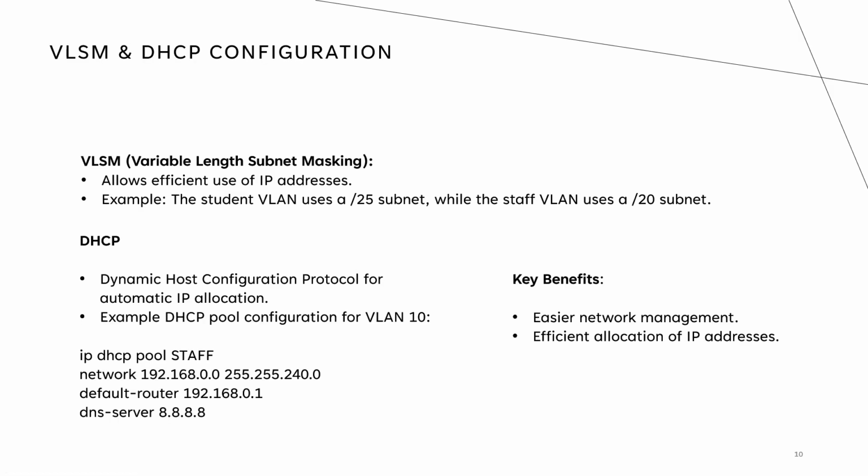With the use of VLSM, we can efficiently allocate IP addresses according to the needs of each LAN, each VLAN. For example, the student VLAN uses a /25 subnet, while the staff VLAN uses a /20 subnet, ensuring that we have enough IP addresses for each group. And DHCP simplifies IP address management by automatically assigning addresses to devices. In this configuration of the DHCP pool for staff, for instance, it assigns IPs from the 192.168.0.0/20 range.